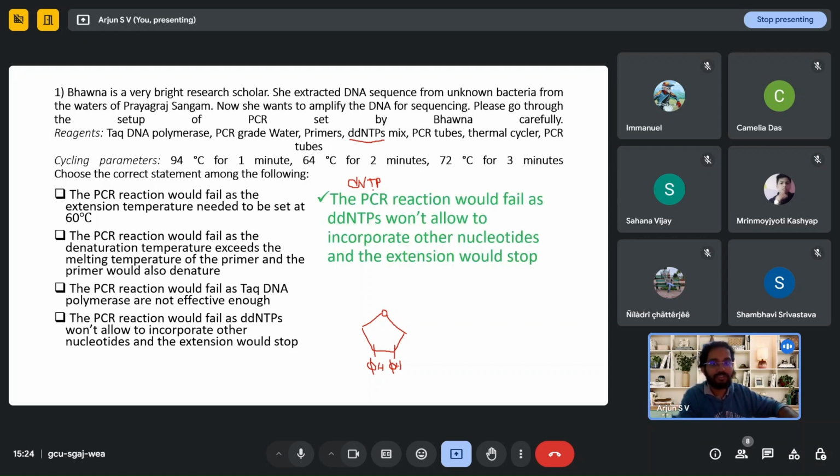So the correct answer for this question will be option D. That is, the PCR reaction would fail as ddNTPs won't allow incorporation of other nucleotides and the extension would stop. I hope this explanation and the answer is clear enough.